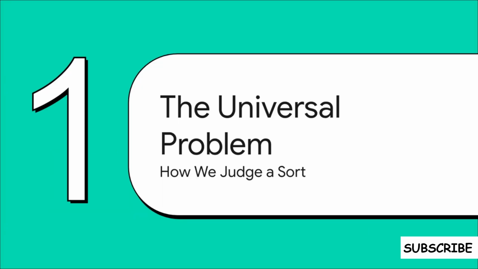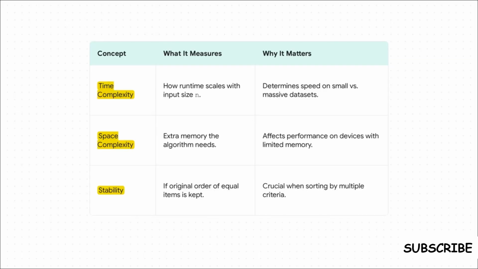So to figure out which sort is the best, we can't just go with a gut feeling. It's not that simple. We need a consistent way to measure them, kind of like rules for a competition, right? So how do we judge a sort? What are the rules of the game? Well, we basically judge them on three key things. First up is time complexity. And all that means is, how much slower does this thing get when you throw more and more stuff at it? Then you've got space complexity. How much extra memory does it need to get the job done? This is a huge deal for, say, your phone, which has limited memory.